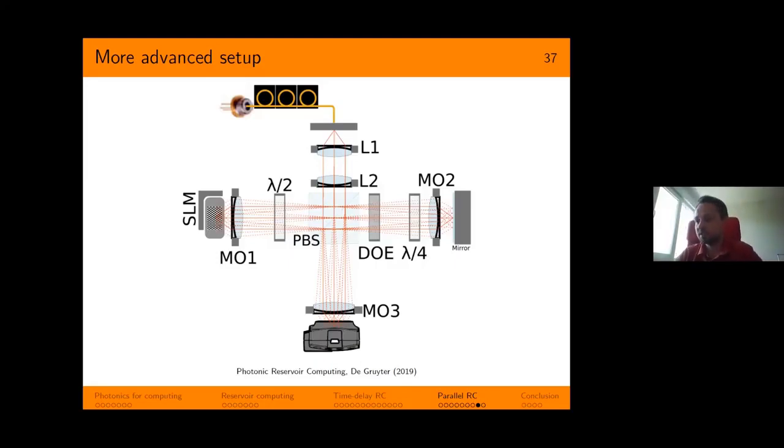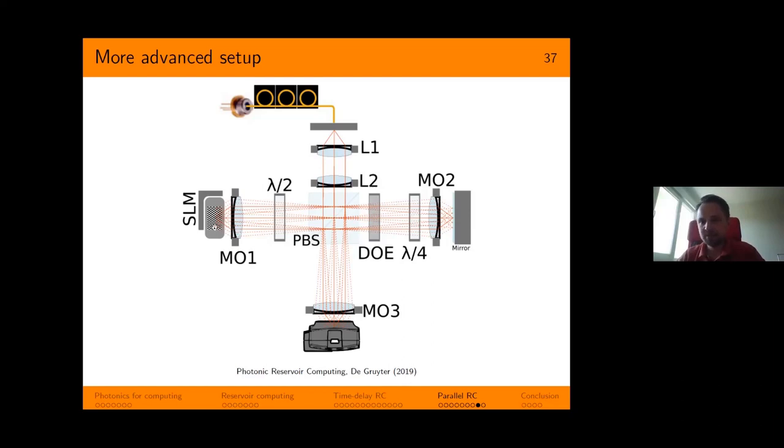So first of all, the recurrency of the reservoir computer, or the cavity between the SLM and the mirror here, is fully optical. So the recurrency of the system is fully optical as well. And the second key difference here is this element that I didn't mention, the DOE, and it's a fancy name for just a piece of glass that is unpolished. So you can't really see through it. And what it does, when light passes through it, it deviates it slightly on the sides.